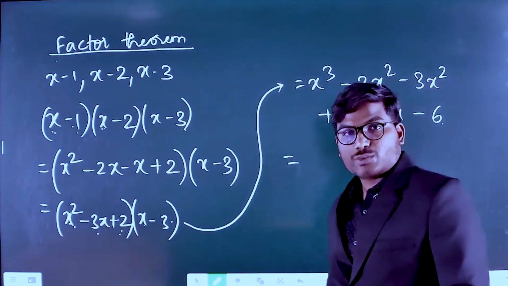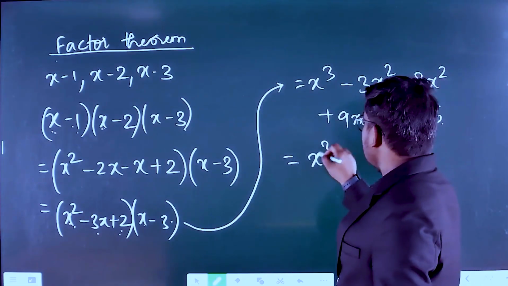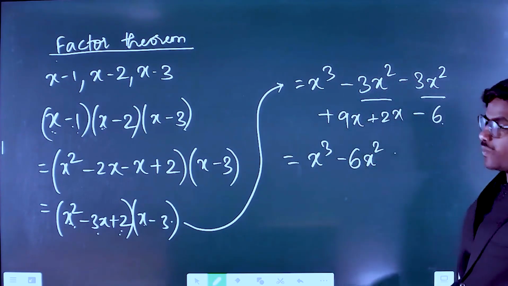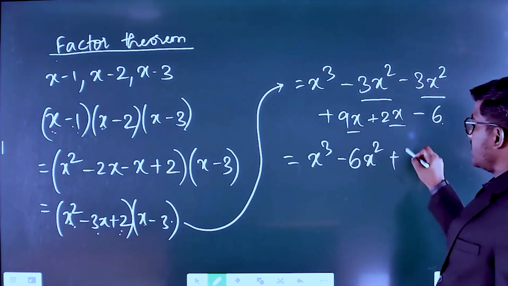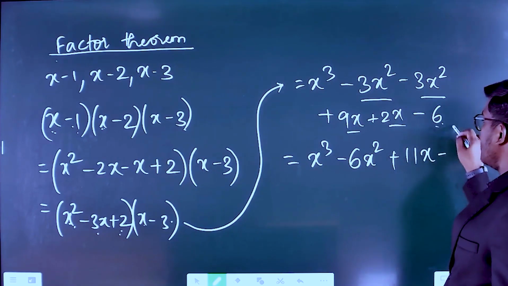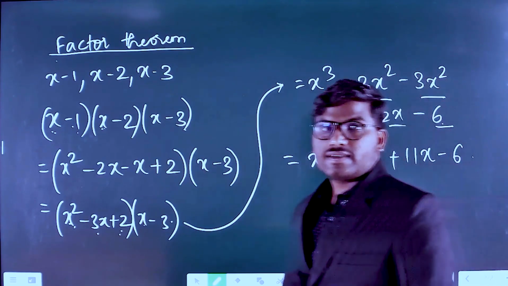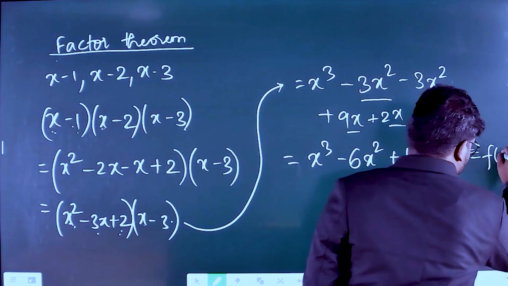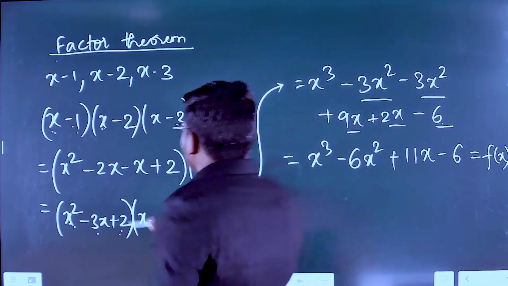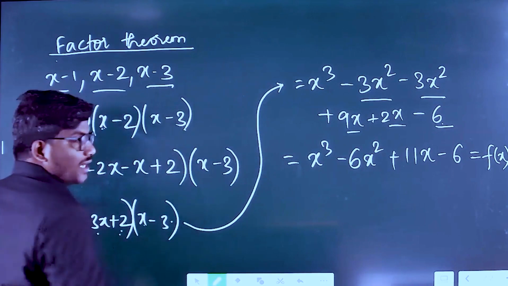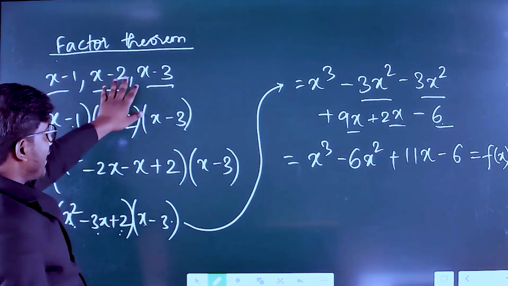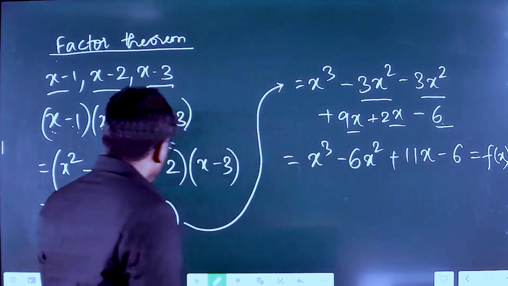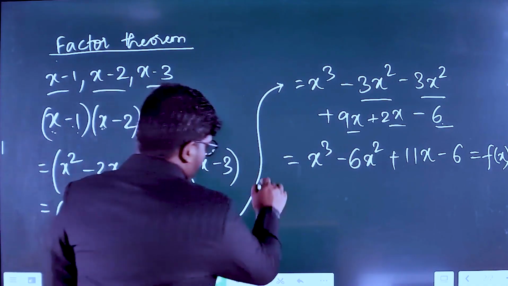So this will be x cube as it is. Minus 3x square and minus 3x square are like terms, so it will be minus 6x square plus 9x plus 2x. So that will be plus 11x minus 6, right? Now if I take this as f of x and I divide f of x with any of these expressions, as in taking the value of a as 1, 2 and 3, the remainder becomes 0. If you note this down, I'll show that, or else I can show it here.